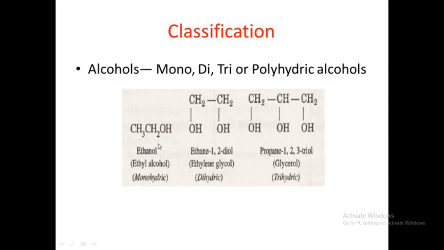So example of monohydric alcohol here, ethanol. Then dihydric alcohol is ethane 1,2 diol, that means ethylene glycol. And then trihydric alcohol is propane 1,2,3 triol, glycerol. So you have already studied about IUPAC nomenclature of alcohols in your class 11.